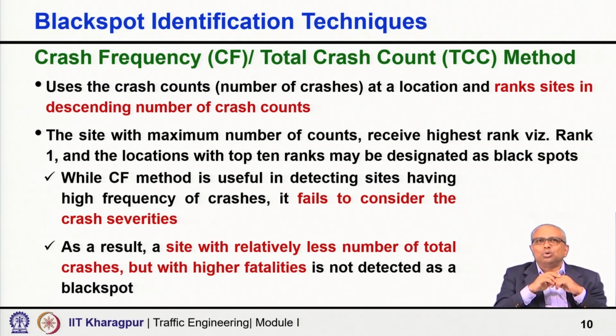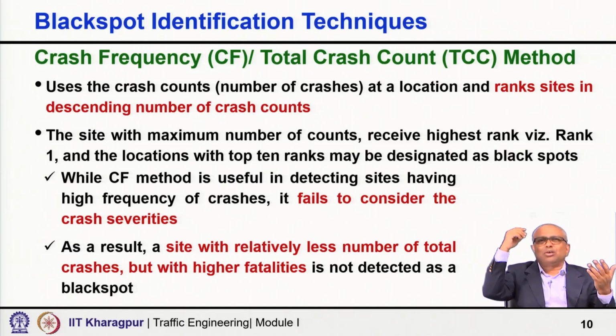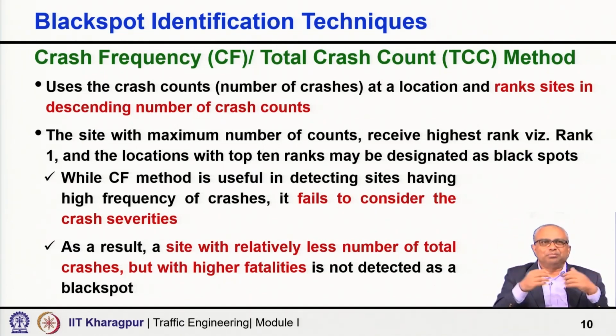So, the site with the maximum number of counts receives the highest rank, that is, we can call it rank 1. When you are taking maybe hundreds of such segments, the top 10 segments you can easily consider as the black spots, or you can consider that the numbers in those segments are higher as compared to others. So, maybe you can take the top 10 or top 20 such locations.